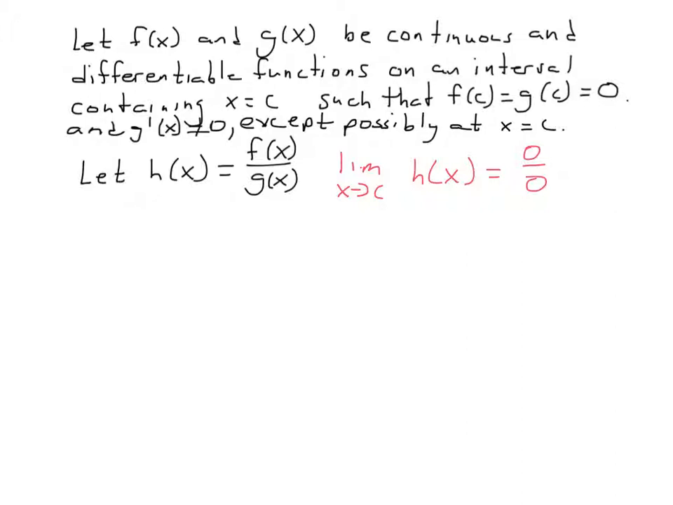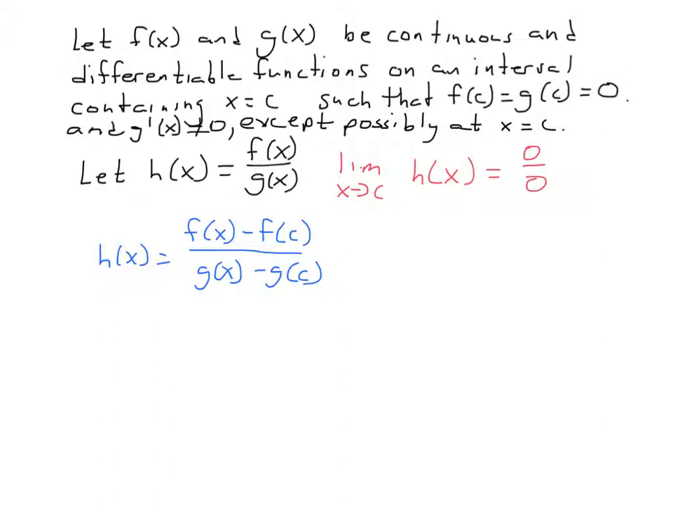So what we're going to do is modify h of x. We're going to let h of x equal f of x minus f of c over g of x minus g of c. Now I can do that in this case because the way we've defined f and g up here is that f of c and g of c are both 0. So in essence, this fraction right here is basically the exact same thing. We've just subtracted 0 from the numerator and denominator.